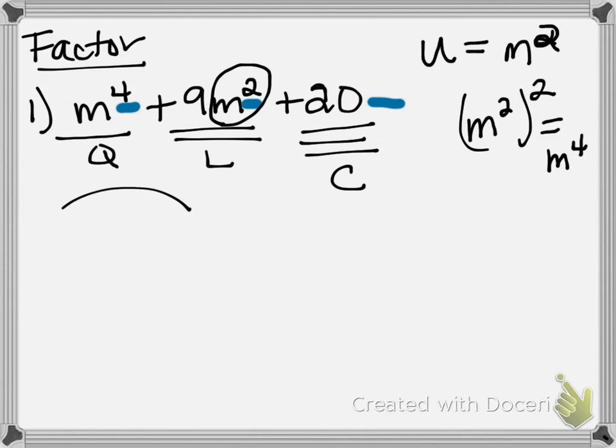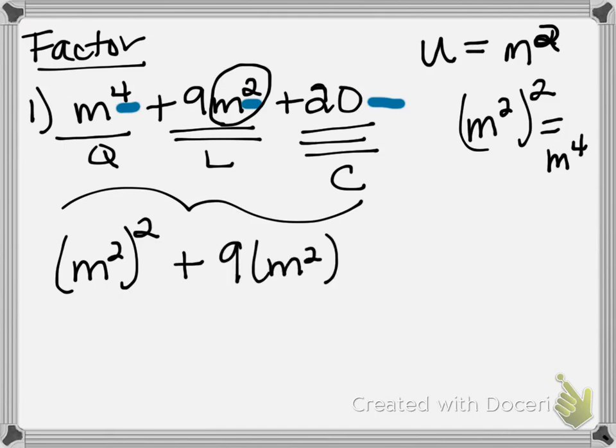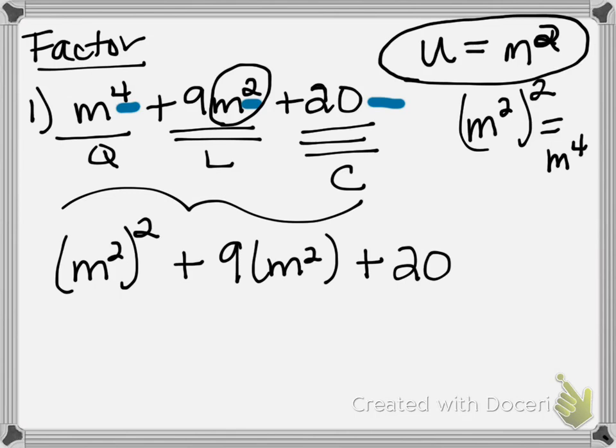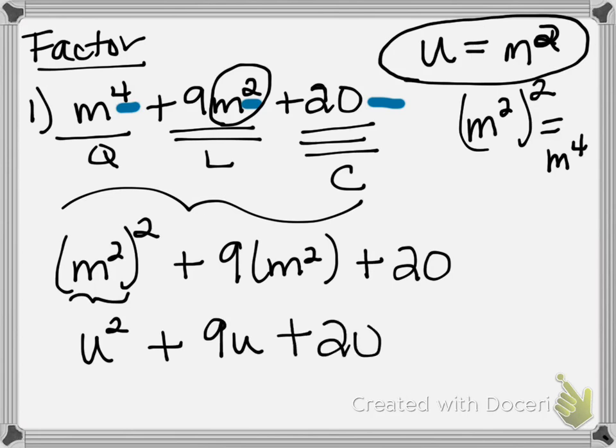So I'm going to rewrite this thing real quick. This is m squared squared, because m squared raised to the second power, 2 times 2 is 4. That gives you m to the fourth. Plus 9m squared plus 20. So what I now use is my substitution, that u equals m squared. Wherever I see an m squared, I'm going to replace that with a u. So here I see an m squared, so we're going to do u squared plus 9u plus 20.